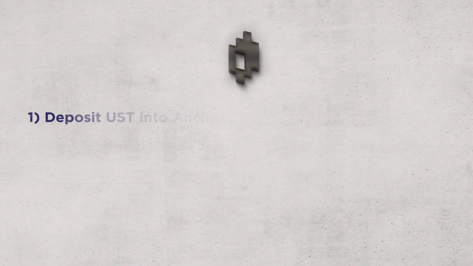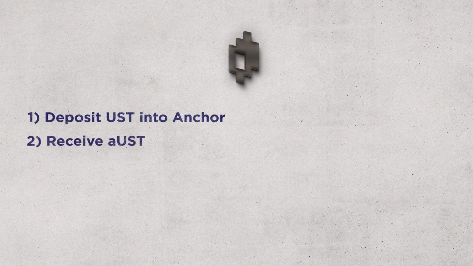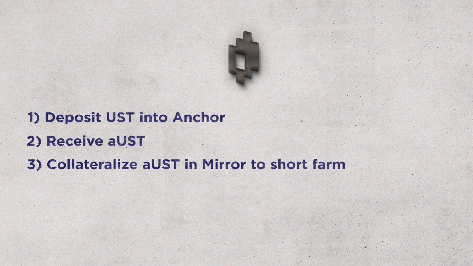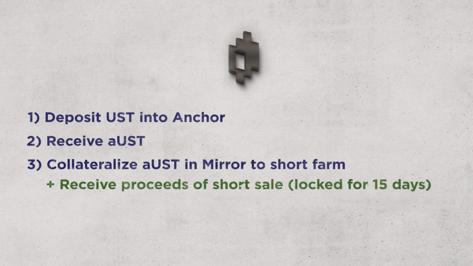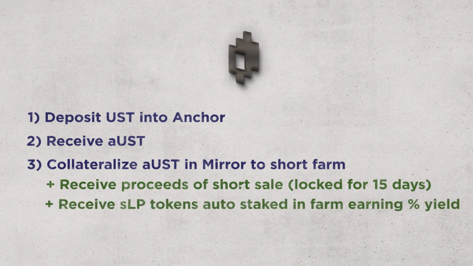All right, quick recap. First, you're going to deposit UST into Anchor, which will yield you 20%. In return, you will get aUST, which you will post as collateral to borrow an M asset. Then you'll short that M asset and receive locked UST from that short sale, plus the yield from the short farm, and just stay here for as long as you want.